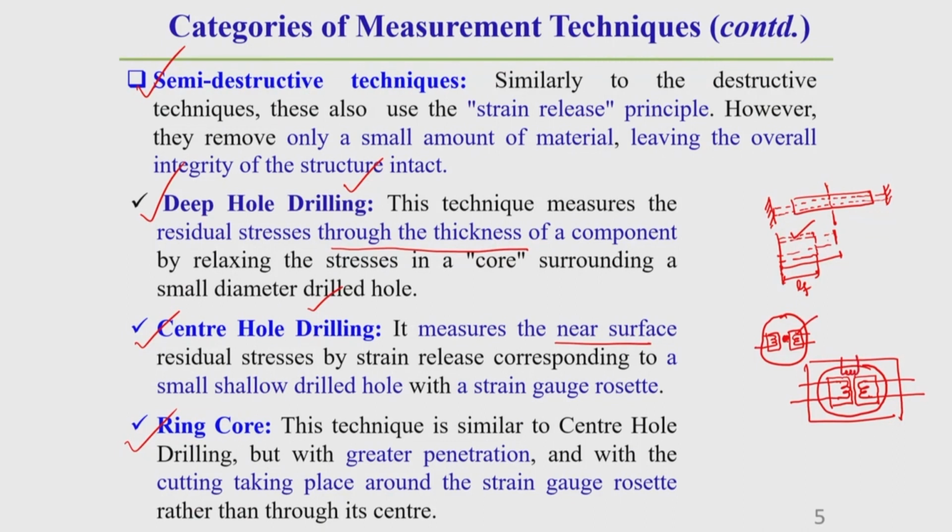Whereas in the center hole drilling technique, the strain releasing operation or hole is made in between, that means at the middle of the strain gauges. Let us say there are 3 strain gauges like this. A strain rosette generally consists of 3 different strain gauges. In the center hole drilling technique, the hole is made at the center, whereas these are called strain gauges.